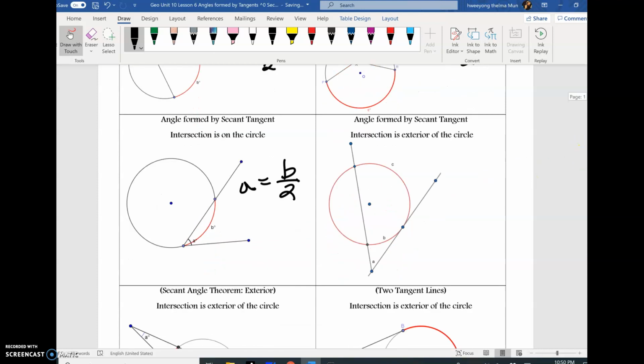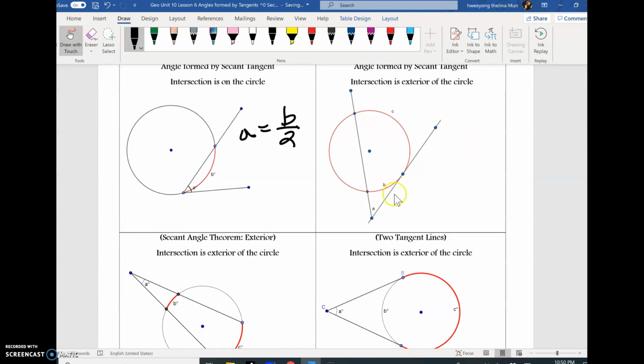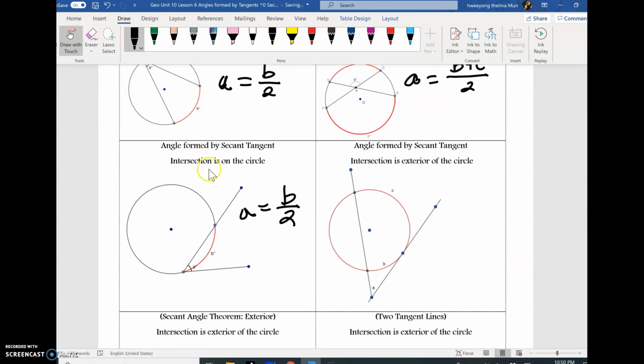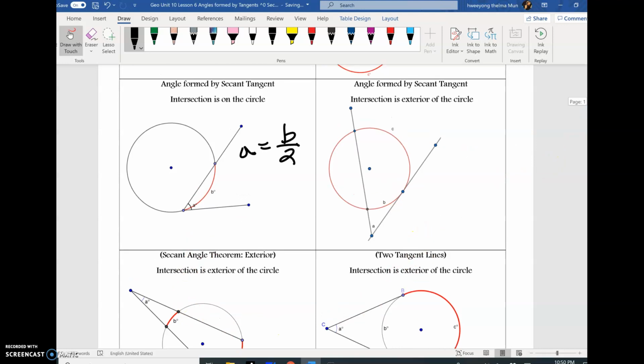So let's look at the other 3 that are left over. Notice all of these 3 that we're going to look at, all these angles form outside the circle. So that's important. Now we've talked about angles that form on the circle, which are these 2, and this one is inside the circle, but all of these form outside the circle. So let's take a look.